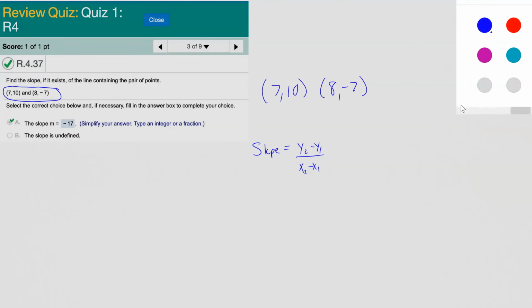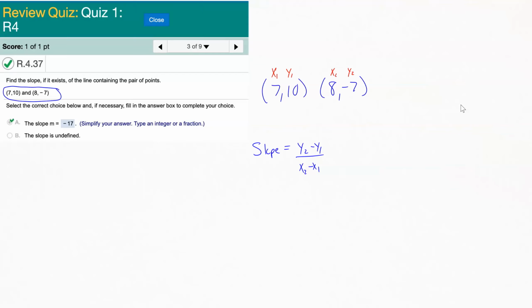So all I do in this situation is I label one piece x1, y1, I label the other one x2, y2, and we're just going to plug them into our slope formula here. So we're going to go y2, which is negative 7, minus y1, which is 10, over x2, which is 8, minus x1, which is 7.